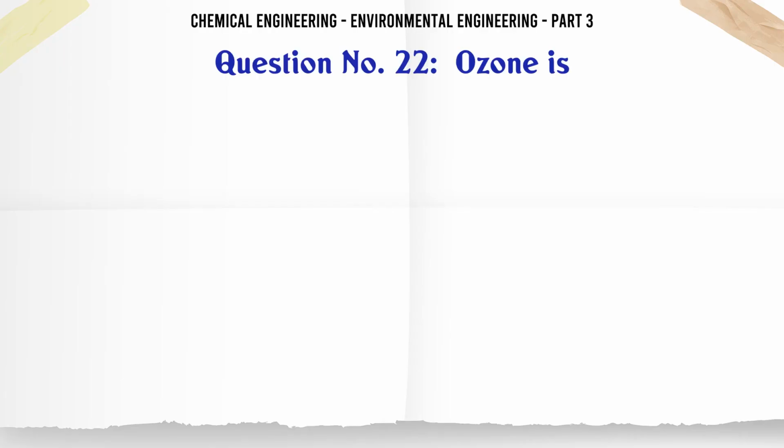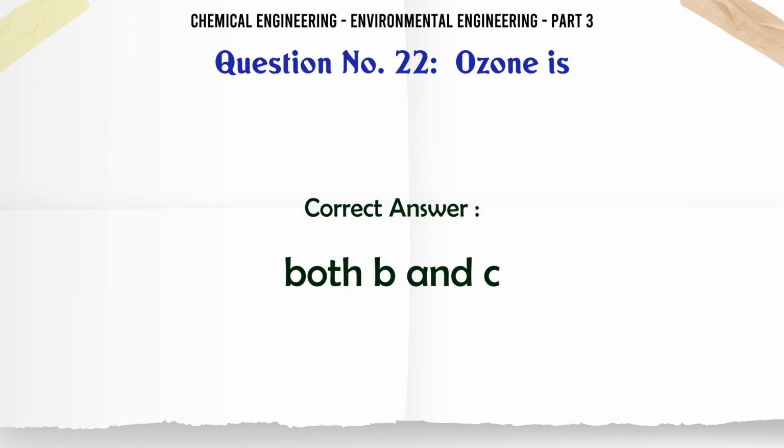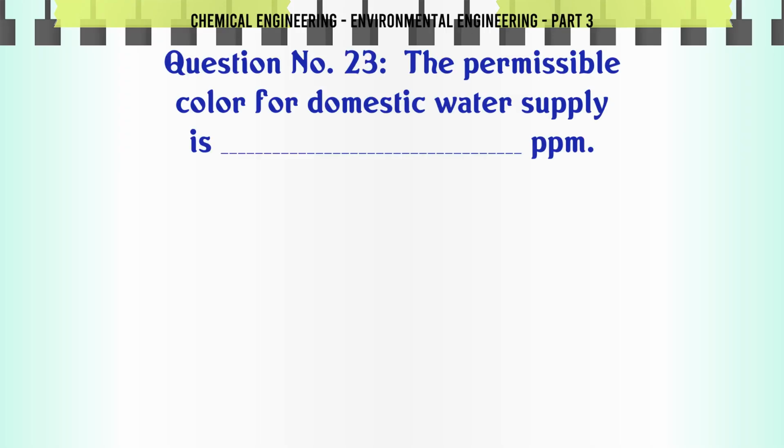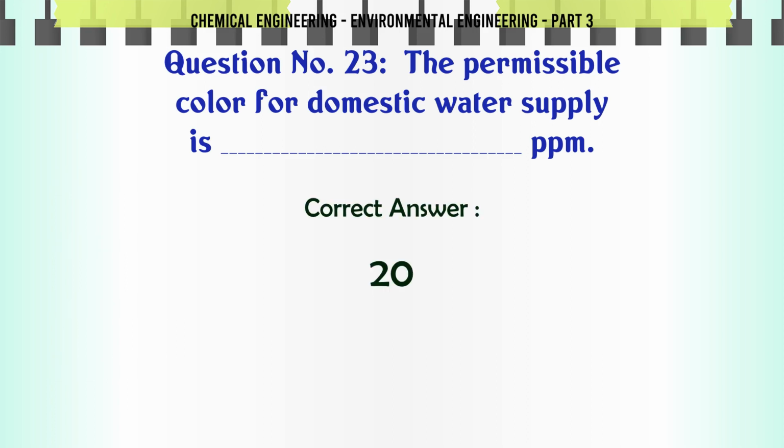Ozone is A. Primary pollutant. B. A secondary pollutant. C. Impervious to ultraviolet rays. D. Both B and C. The correct answer is both B and C. The permissible color for domestic water supply is ___ ppm. A. 1. B. 20. C. 100. D. 1000. The correct answer is 20.